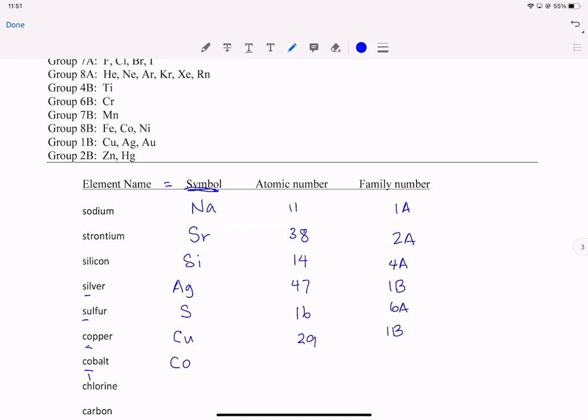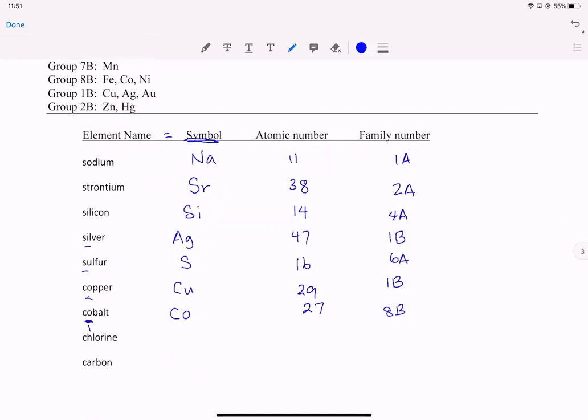Now, cobalt is Co. So cobalt got the Co, not copper. And cobalt is in family 8B, also kind of in the middle of the periodic table, and it has atomic number 27.